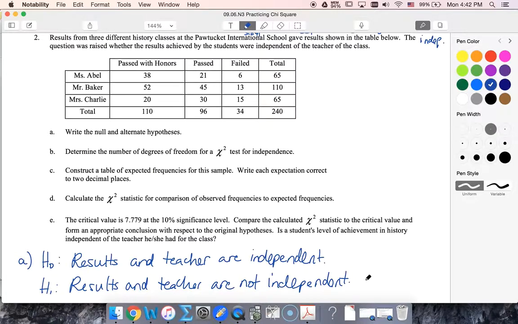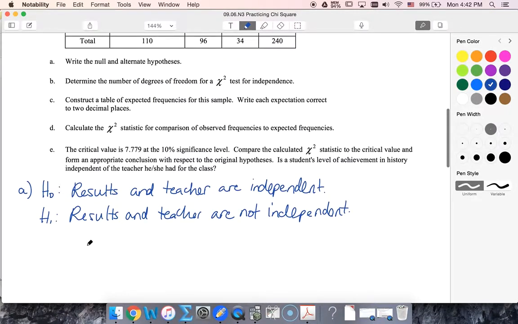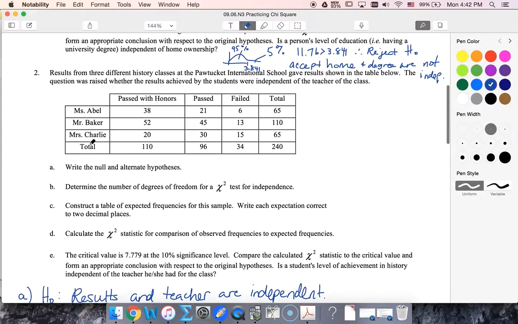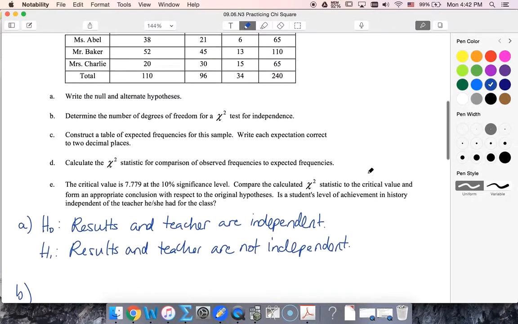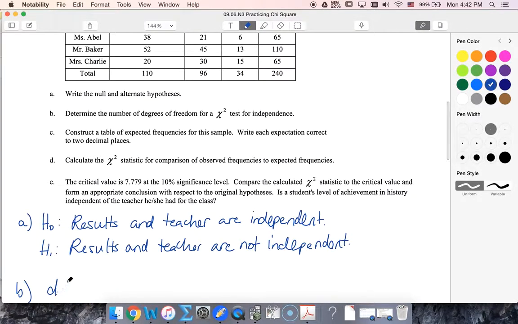Okay, degrees of freedom. So in this case, I have 3 rows and 3 columns. Remember, I don't count the total row and column when I'm thinking about rows and columns. So degrees of freedom are going to be 3 minus 1 times 3 minus 1. 2 times 2 is 4. And again, I can see that in my calculator.